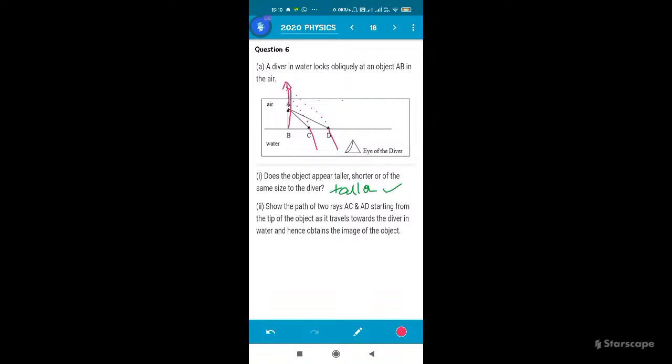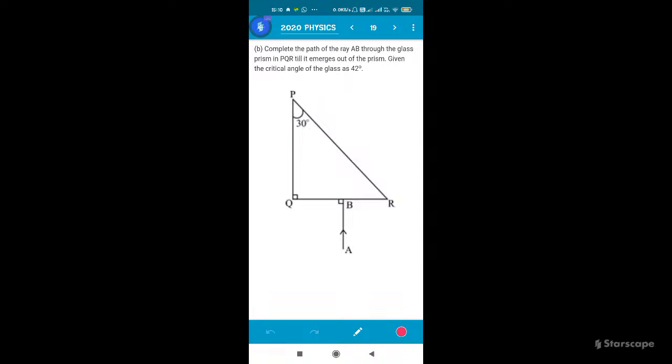So this entire red figure will be the height of the object which will be perceived by the person inside the water. Okay, so let me name it as A dash. So A dash B will be the size of the object which will be now seen by the person who is inside the water. I hope it is clear. So this is how you can complete the ray diagram. Alright then, let's move on to the next question.